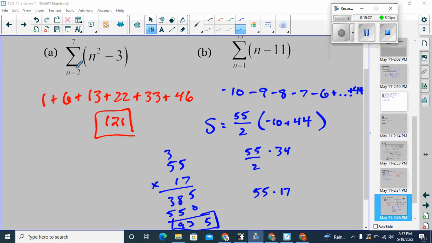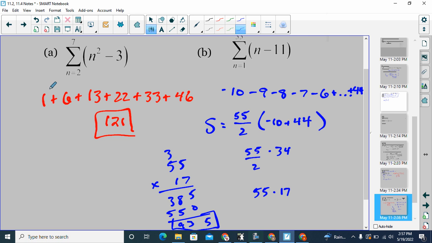Notice on ones like this, we would not be able to do that because we don't have an arithmetic series, plus 5, plus 7, plus 9, plus 11, and so on. So this one's not arithmetic. Don't try to use a formula for this one. But if it is arithmetic, you certainly can.